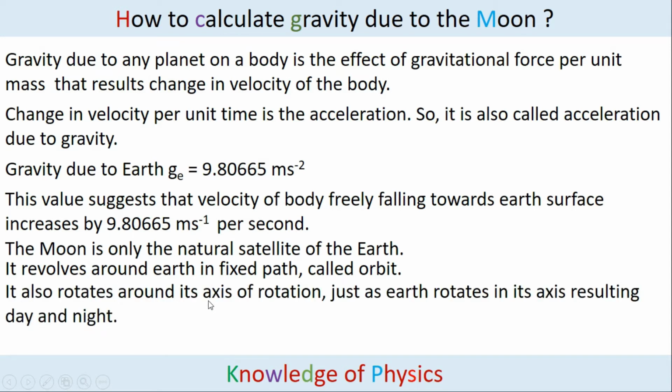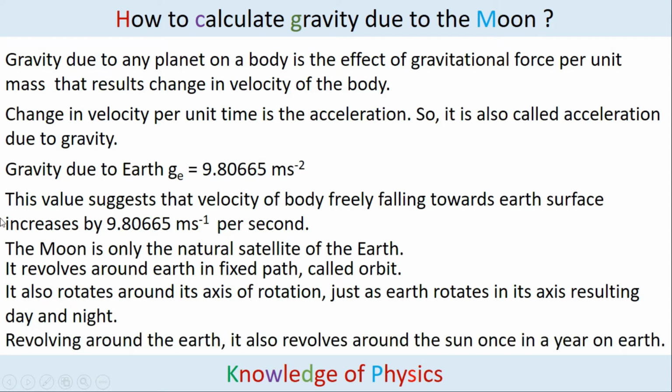Moon also rotates around its axis of rotation, just as Earth rotates on its axis, resulting in day and night. So the rotation of Earth around its axis results in day and night on Earth. In the same way, moon also rotates on its axis. Revolving around the Earth, it also revolves around the sun once in a year.